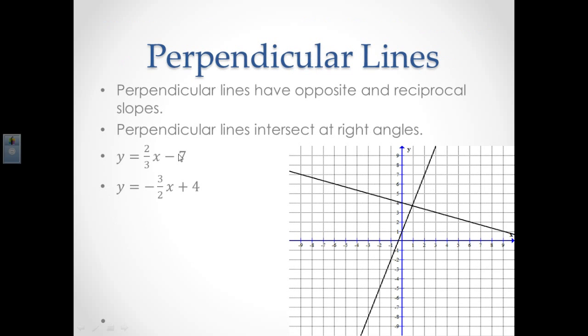So what we want to do now is talk about what we do for perpendicular lines. Just to review quickly, remember, perpendicular lines have opposite and reciprocal slopes, so 2/3, negative 3/2. And perpendicular lines are lines that intersect at right angles. So once again, it's going to be a very similar process to what we did with parallel lines. We're going to have to find the slope of our first line, and then take the opposite and reciprocal of that slope in order to write our new line.